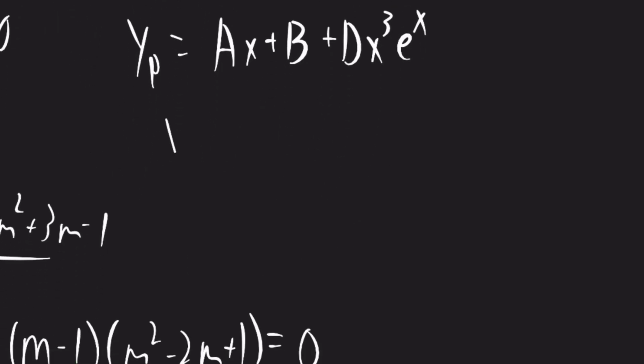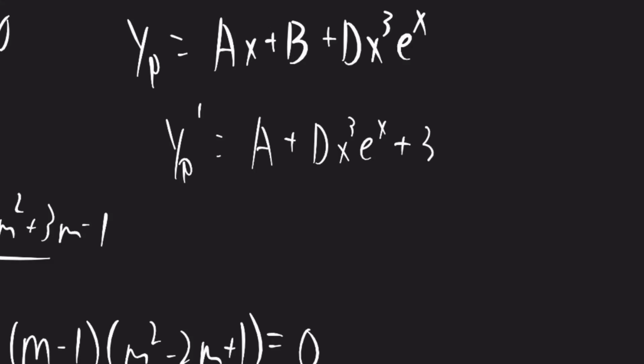Now we can take the derivative. Yp prime will be equal to a plus, and for this term, I'll use the product rule. I'll differentiate the e to the x term first. We'll have dx cubed e to the x. And for the second term, I'll differentiate the x cubed term. We'll get 3d x squared e to the x. We can take the derivative again.